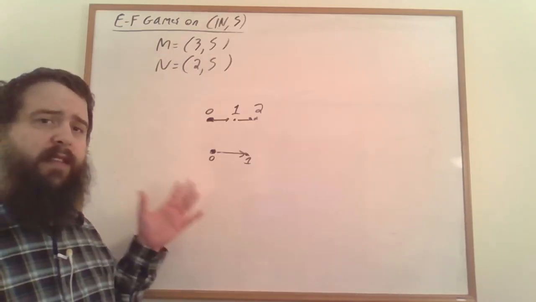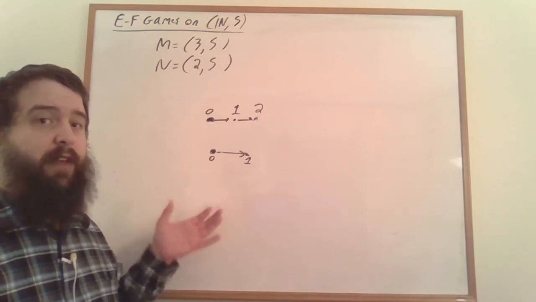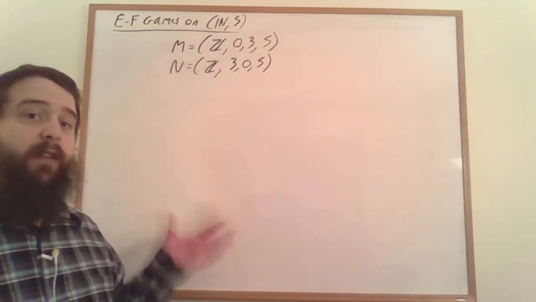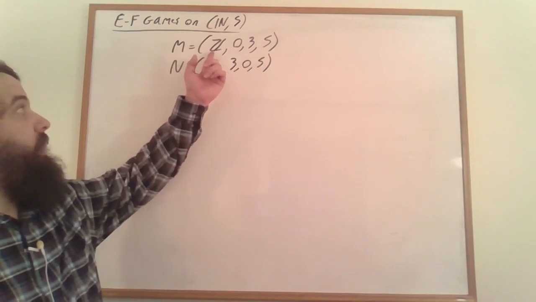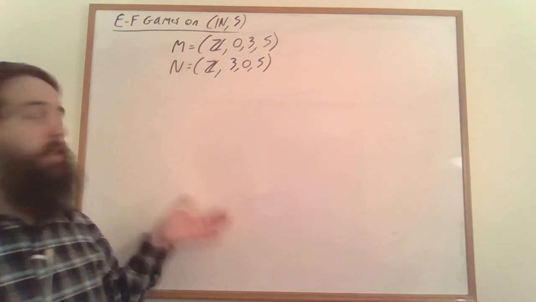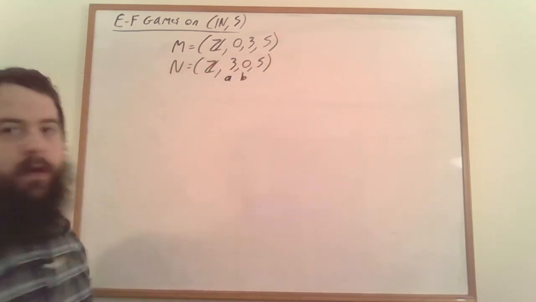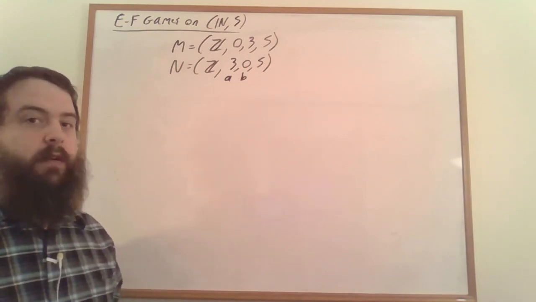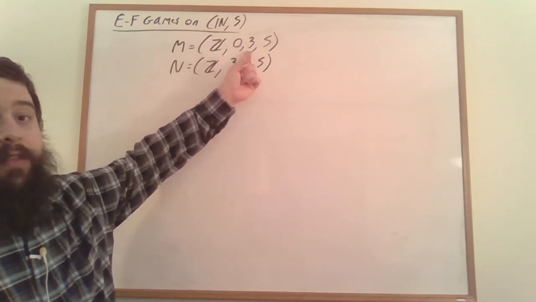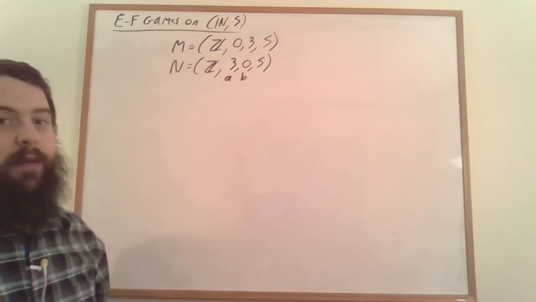Before we analyze this game here, I'd actually like to talk about how we deal with constants in EF games. So let's say we start out with the very basic, the integers with a successor operation, but then we add two distinguished constants. I'm going to call them a and b, and write them in that order in the specification of the structure. For the first structure, a is going to represent 0 and b is going to represent 3, and in the second structure, a is going to represent 3 and b is going to represent 0.